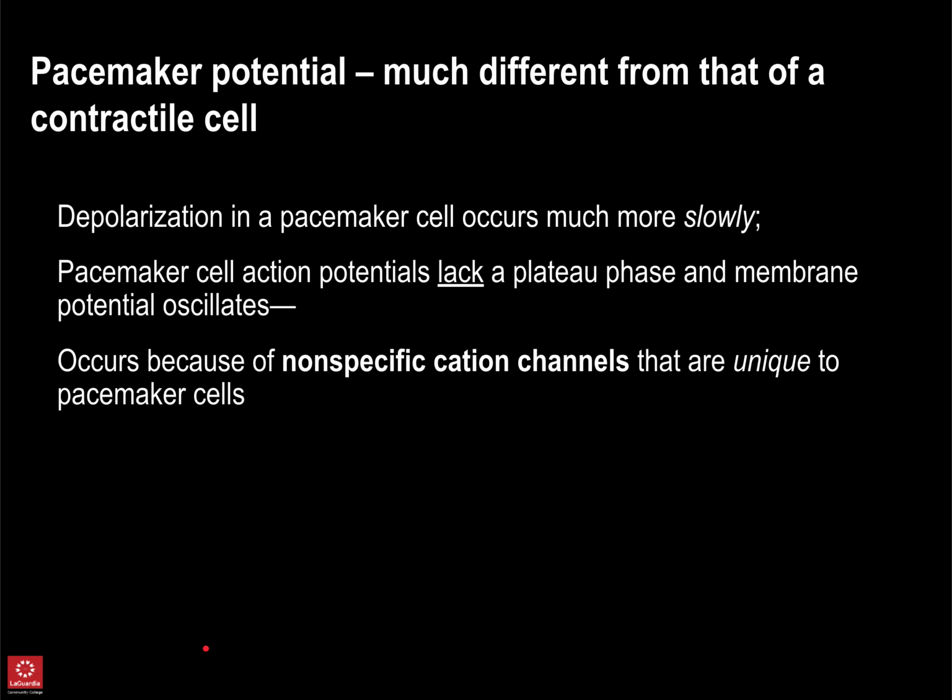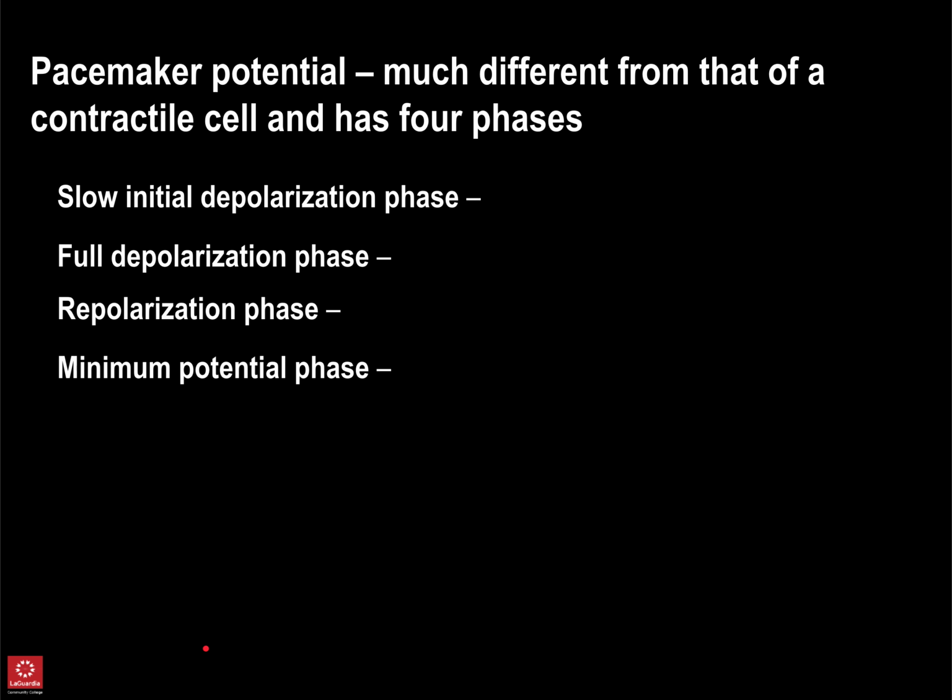And this is because of something called a non-specific cation channel that is unique to these pacemaker cells. If we look at that name, non-specific means it's not picking one species, in this case an ion species. So it's not picking calcium ions, sodium ions, or potassium ions. It's not discriminating. And cations refers to positively charged ions, and these channels are unique to the pacemaker cells.